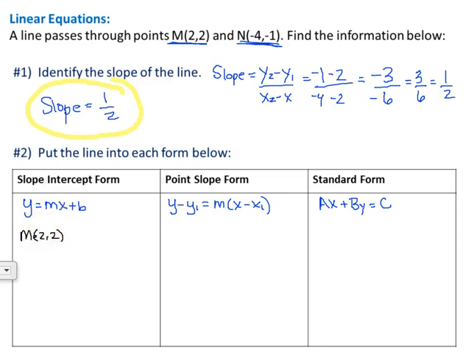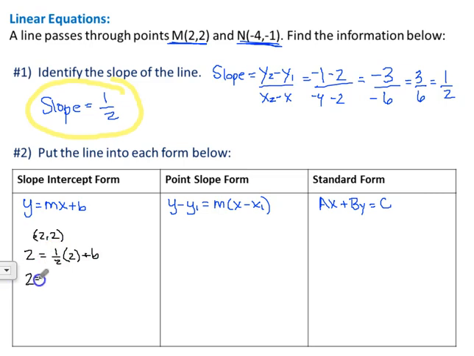I know one of my points is (2, 2). I'm not even going to put an m, that might be confusing for slope. So I'm going to plug it into this equation. So instead of putting in y, I'm going to plug in 2, because y is 2, equals, I know my slope is 1/2. I know my x is 2. And I'm trying to find b, what b represents. So now I'm just going to do the math and solve for b.